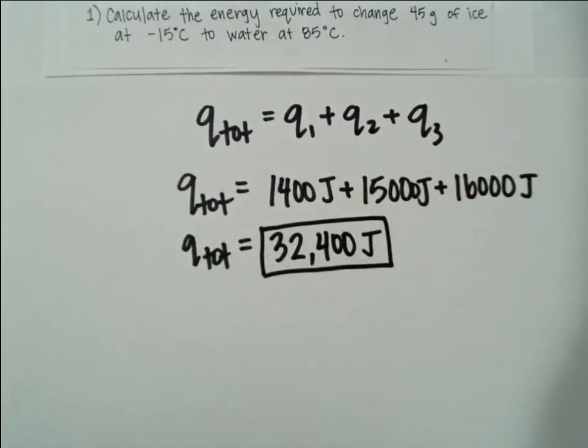So it takes 32,400 joules of energy to change 45 grams of ice from -15 degrees Celsius to 85 degrees Celsius.